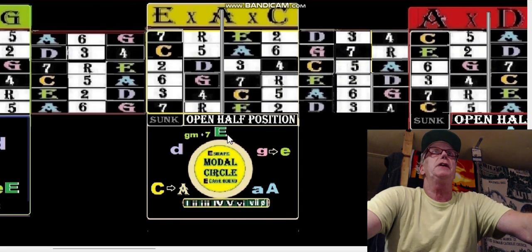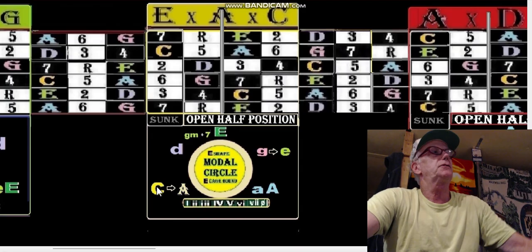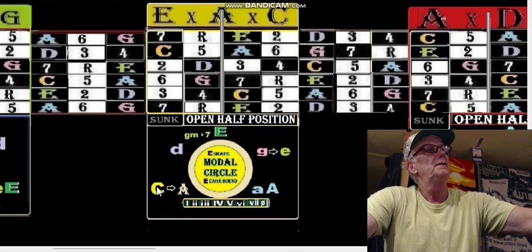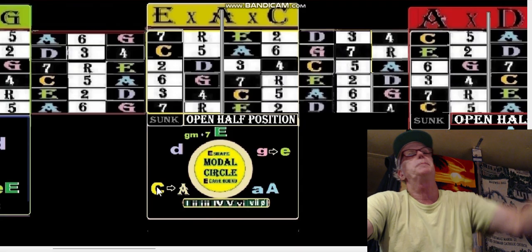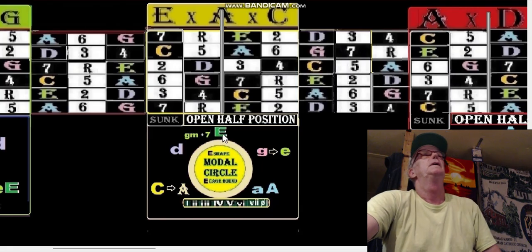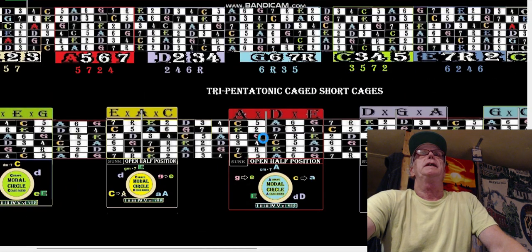And then in the E shape, we just follow a pentatonic shape scale, going majors and minors. So we have E shaped 1, G minor shape 2, A minor shape 3, A major shape 4. These are buddies. These are half steps here. Then C. So we're going in a pentatonic scale. Okay? Back up to E again. E, G, A, C, D, E. So that's what the tri-pentatonic cage, short cages are.